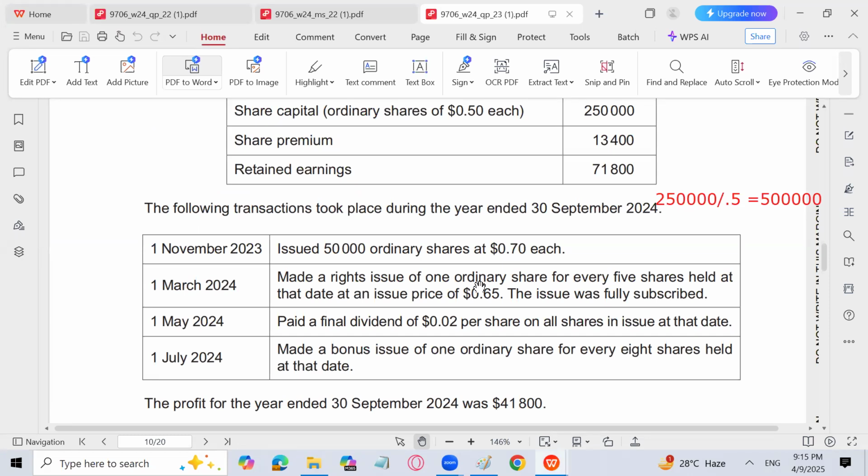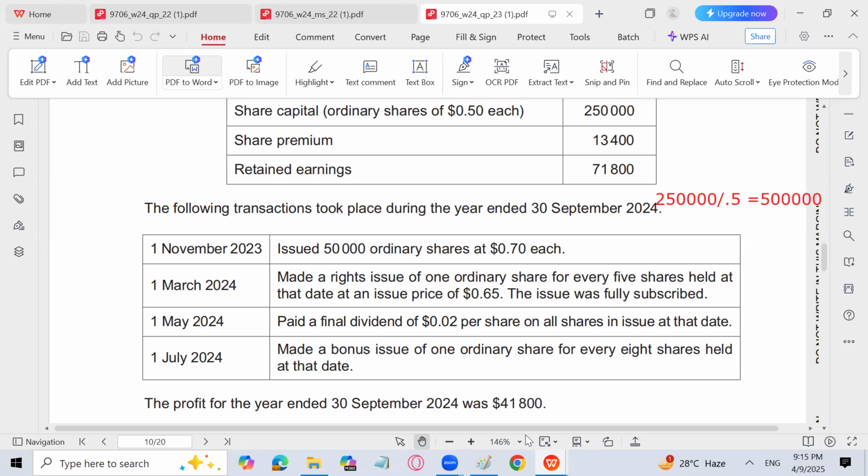Yes, of course. Same is the case with 0.7, because the per share face value is 0.5. Here it is written that you are issuing the 50,000 shares on 1st November. The 50,000 shares are issued at 0.7, so it includes the face value of 0.5, and 0.2 is the premium. But for right shares, the shares are issued at 0.65. So 0.5 is the face value and 0.15 is the share premium for right shares.